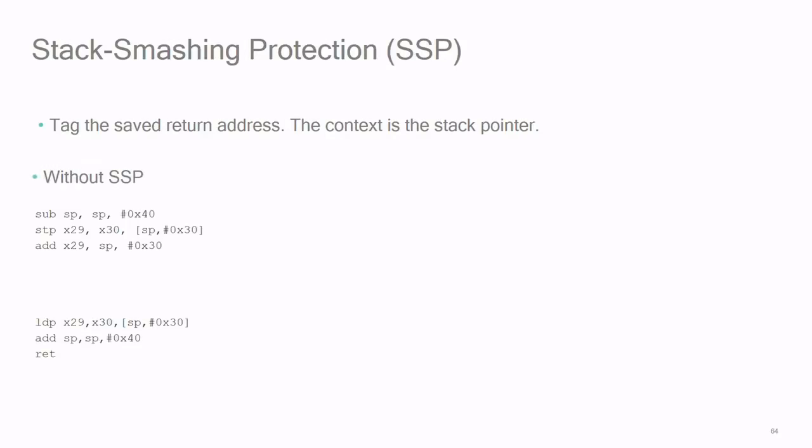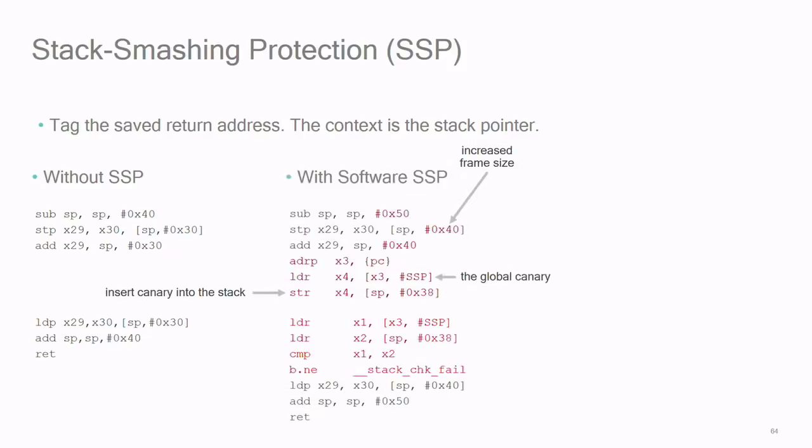So without SSP, your prologue and epilogue look like this. With software stack smashing protection, there's a few things to notice. The first is that the frame size increases because we now have the stack canary inside the stack frame. And there's also a host of extra instructions because we have to load the canary from thread local storage, save it onto the stack, and in the epilogue we have to again load it, do the comparison with the golden copy, and then, if necessary, handle the error or continue execution.